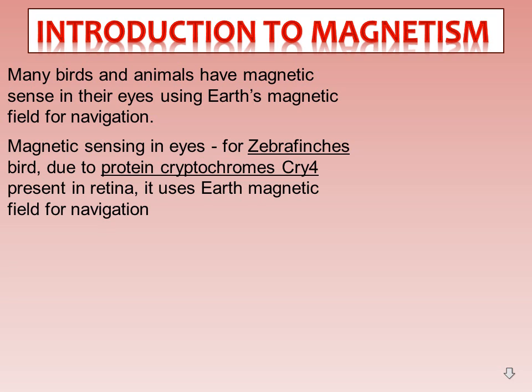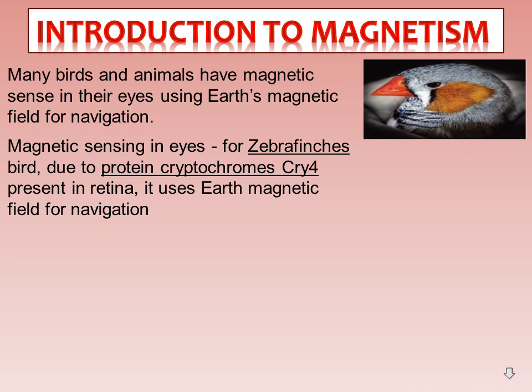See, many birds and animals have a magnetic sense in their eyes, using Earth's magnetic field for navigation. Moreover, very near our district, we have a bird sanctuary in Kudankulam. There you can see every year a lot of birds migrate from various countries to our Tuticorin district. It's near our Uvari, very near the Kudankulam area.